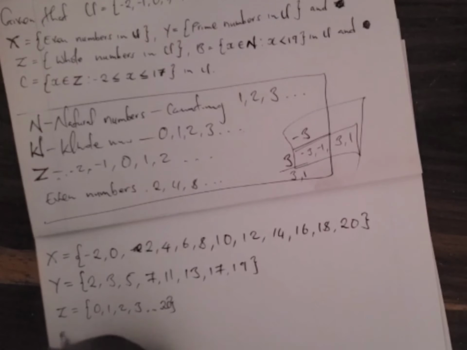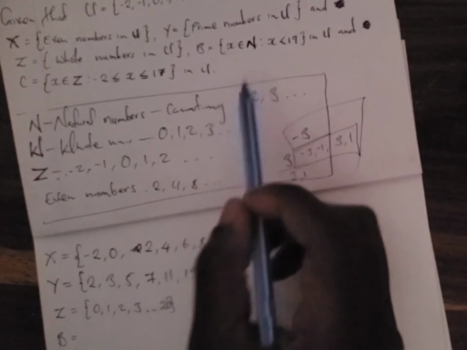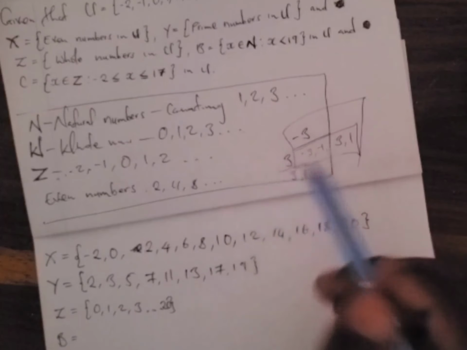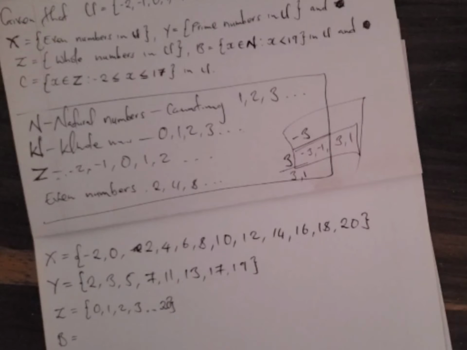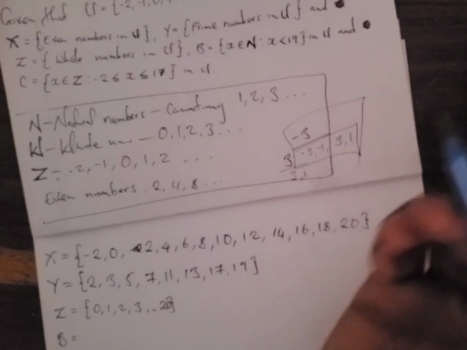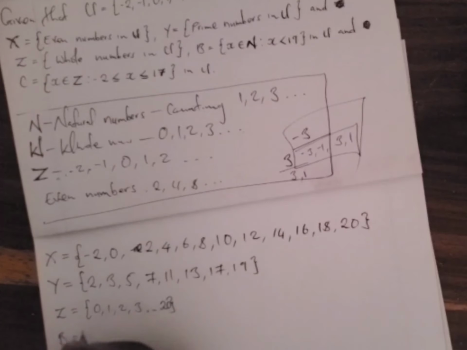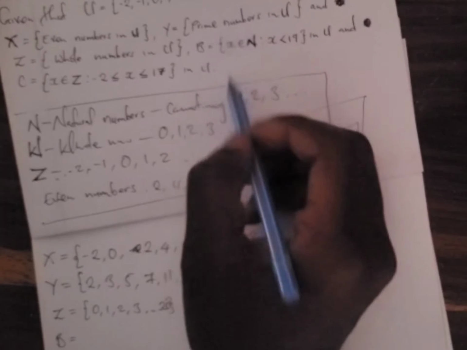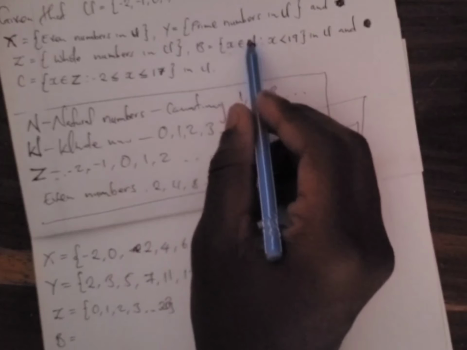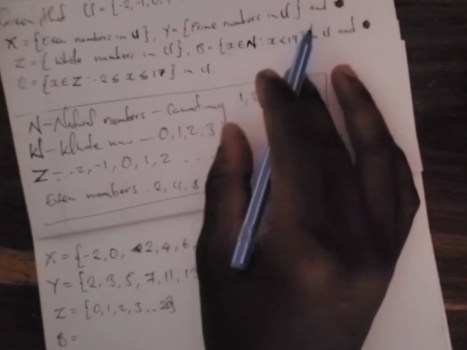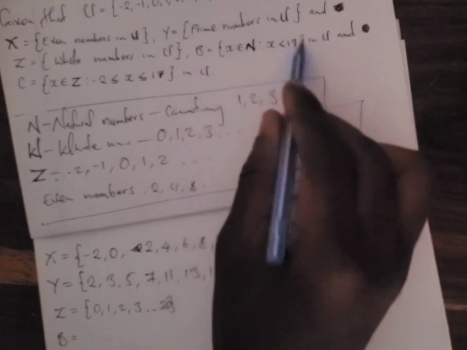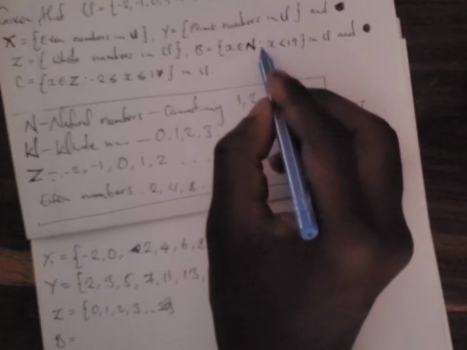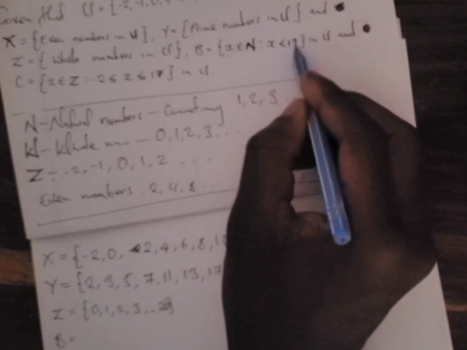We move on to B. Do you remember this type of notation or description? This is called the rule method or set builder method. A set is just described based on its properties. So they're saying B has element X, and X is a member of natural numbers, so this set only has natural numbers such that X is less than 19.